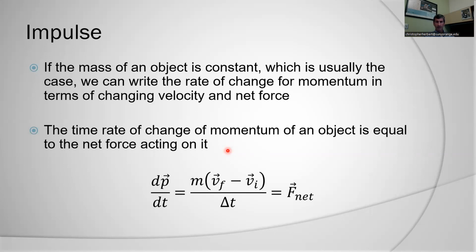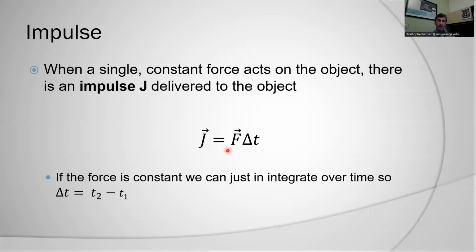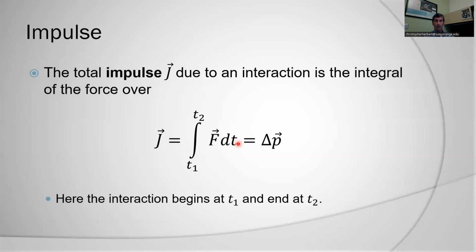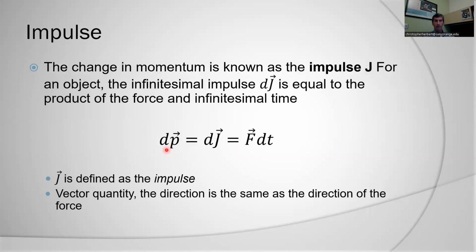All right, let's rewrite this. We can again see that the impulse is equal to force times the change in time if the force is constant. If not, this force becomes the average force that's acting, okay? And we've already written our infinitesimal impulse as being the force times the infinitesimal time.